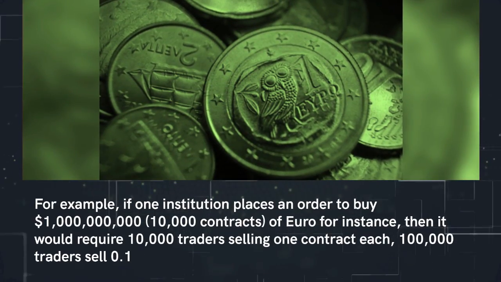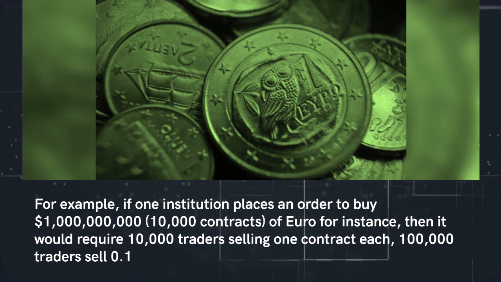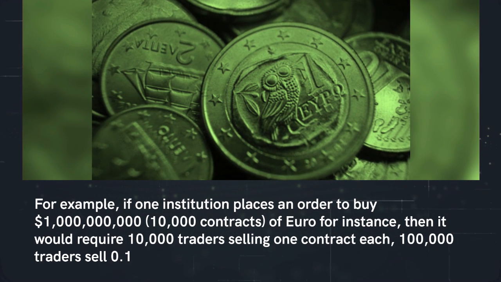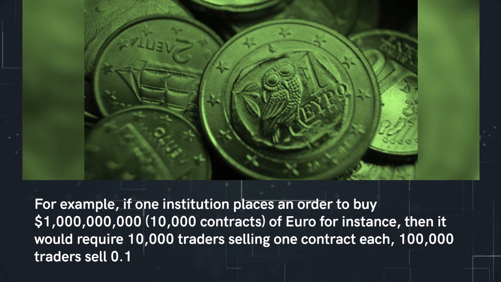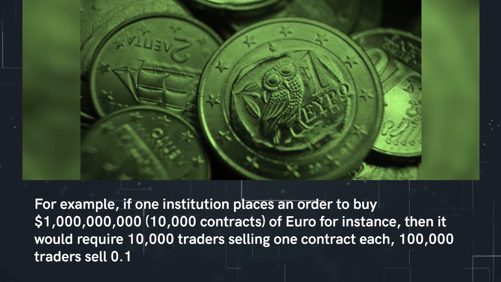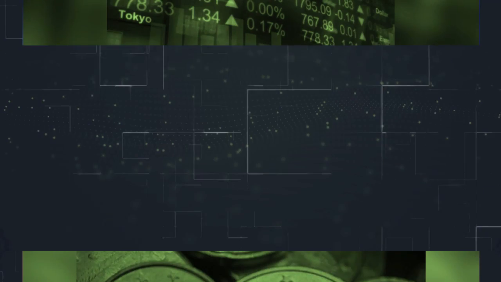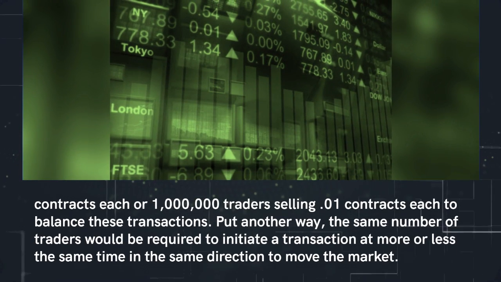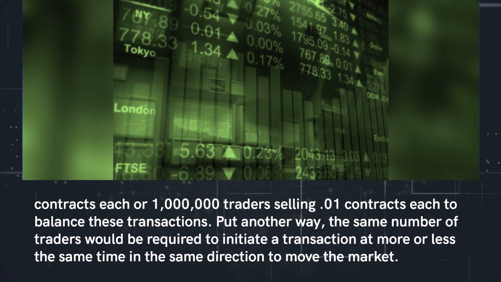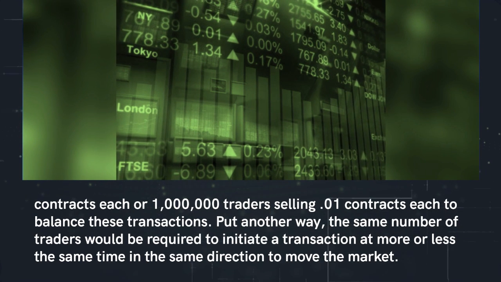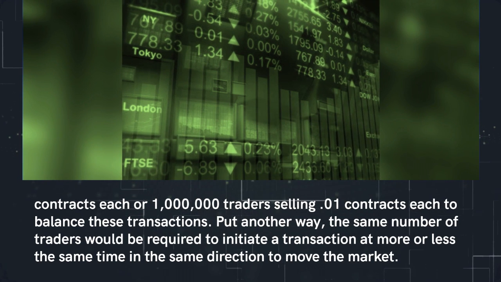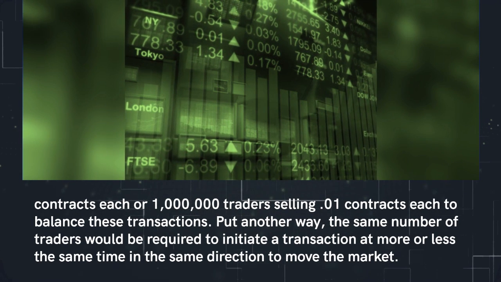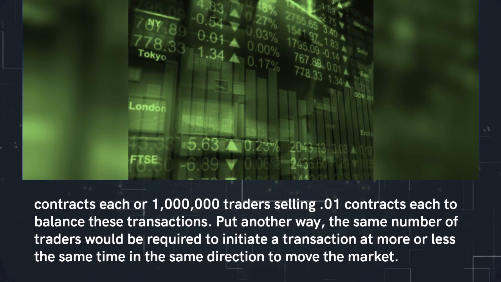For example, if one institution places an order to buy $1 billion, 10,000 contracts of euro for instance, then it would require 10,000 traders selling 1 contract each, 100,000 traders selling 0.1 contracts each, or 1 million traders selling 0.01 contracts each to balance these transactions. Put another way, the same number of traders would be required to initiate a transaction at more or less the same time in the same direction to move the market.